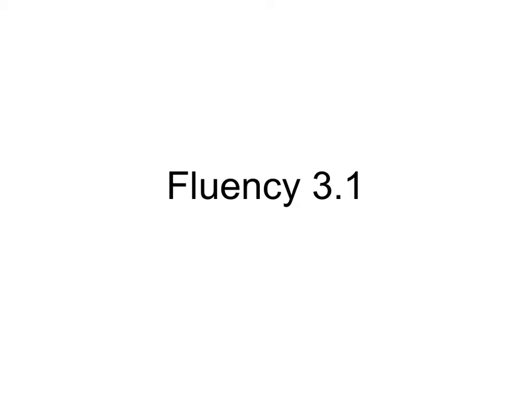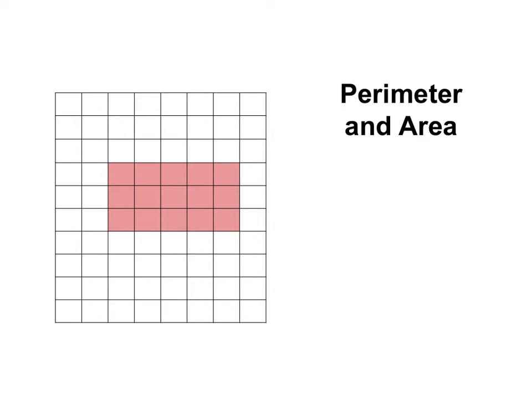This is Fluency Module 3, Lesson 1. So we're going to have a lot of new things as well as some things that look very familiar. We are going to start with some area and perimeter work.